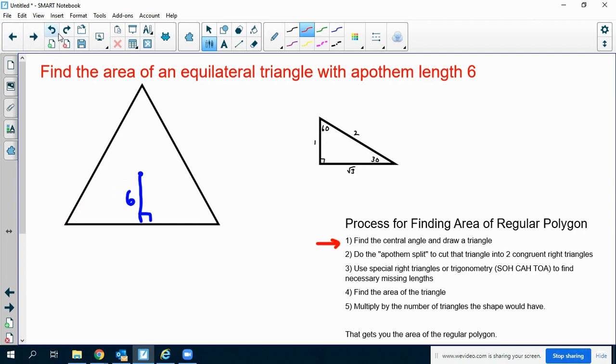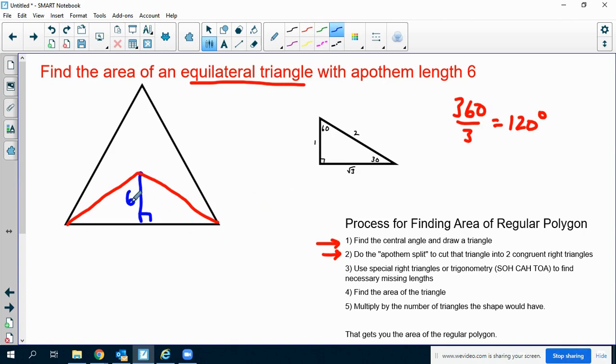Sorry, that is the central angle. So the central angle is 360 divided by the number of sides, which in a triangle is 3. So the central angle in a regular or equilateral triangle is going to be 120 degrees. And then I split it. So I do the apothem split, and that splits my angle. So that's a 60-degree angle. Remember that all the angles in an equilateral triangle are 60 anyway. So this is going to cut that in half, and I end up with a 30.